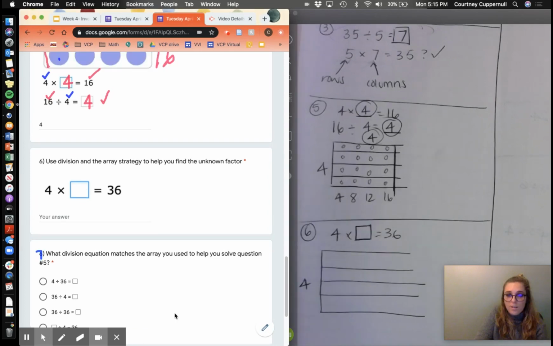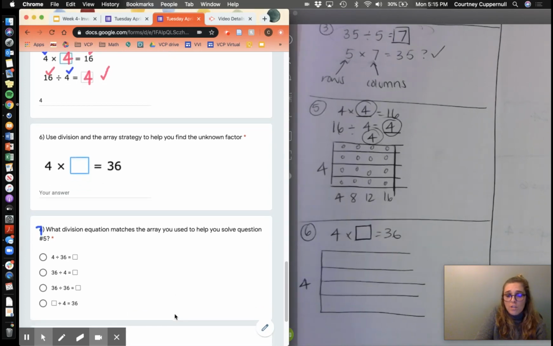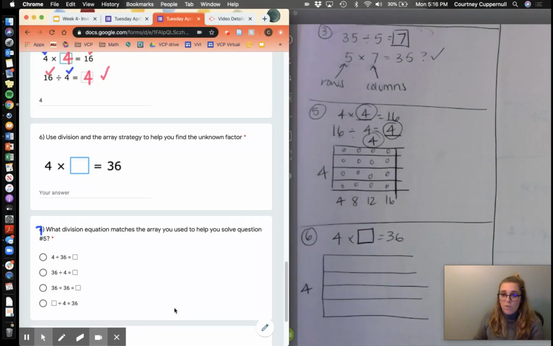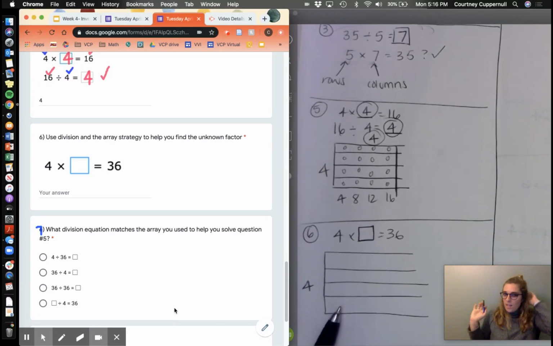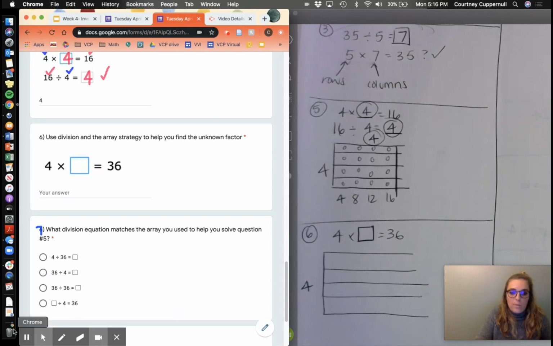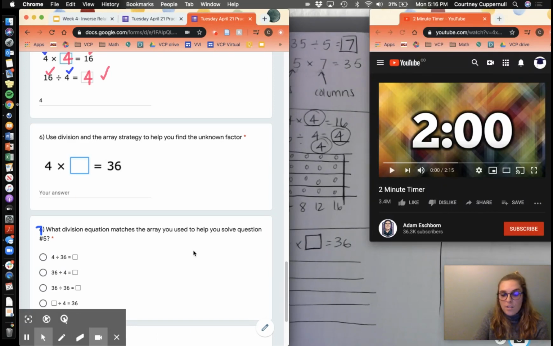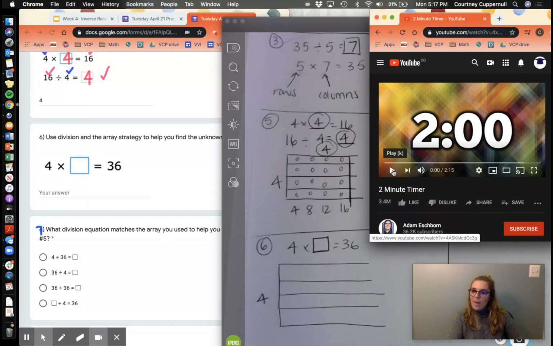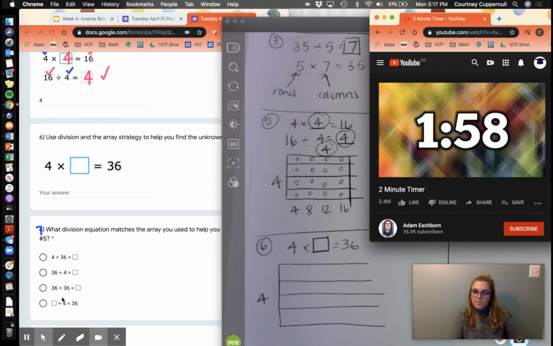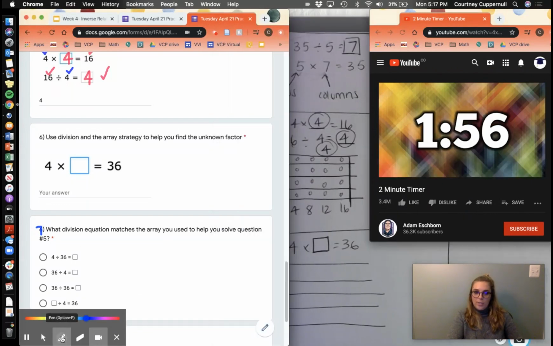Or excuse me, I'm going to give you about 2 minutes to solve this. Again, you're using the array strategy that we've already, you're welcome, set up a little bit here to solve what is that unknown factor and 4 times what equals 36. Then solve question 7. All right, 2 minutes coming up. Made the timer kind of small so you can see our previous work here, but your 2 minutes begins now. Happy solving. Remember, you are doing questions 6 and 7.